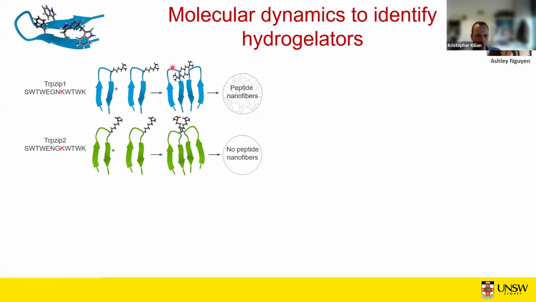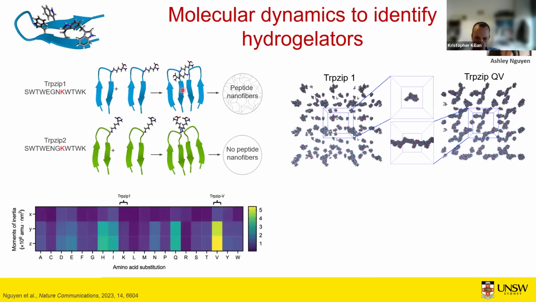And she discovered this tryptophan zipper motif that has these 4 tryptophan residues that in silico showed that they might be able to form nanofibers. And so she did some mutation analysis based on the earlier published sequence.